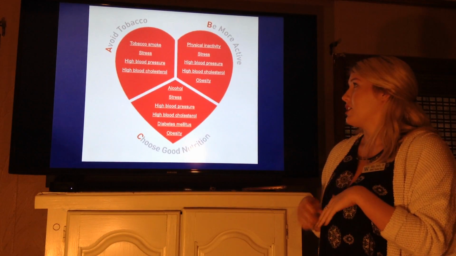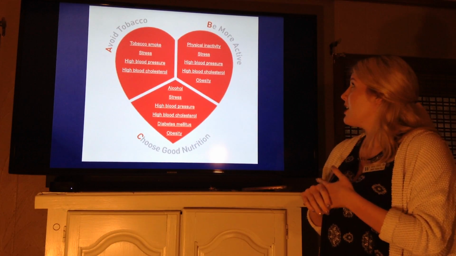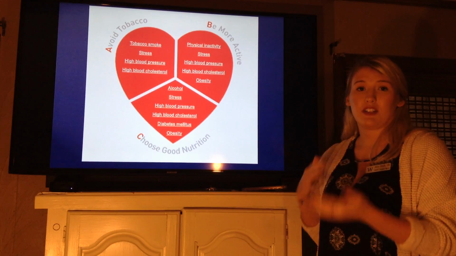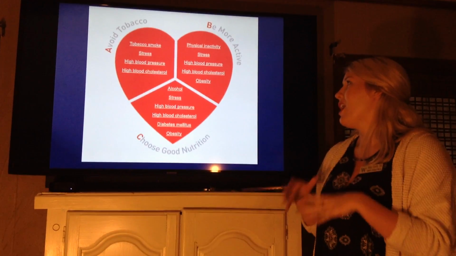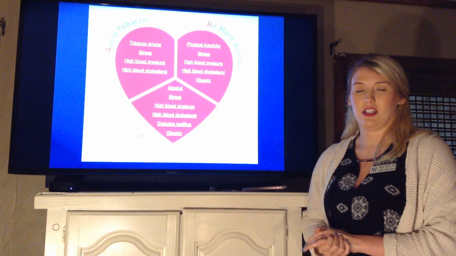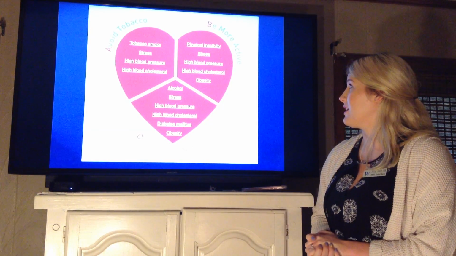Tobacco smoke and stress increase blood pressure. Physical activity can help lower cholesterol levels and help with blood pressure. All this overall helps with the condition, or minimizes it.